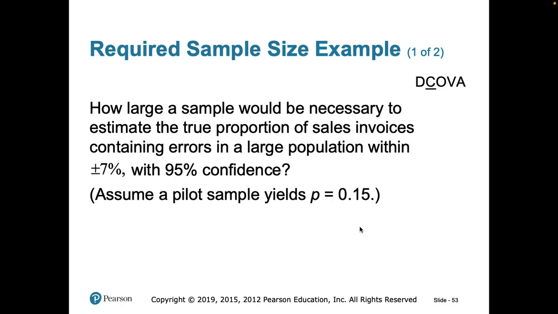So how large a sample will be necessary to estimate the true proportion of invoices containing errors in a large population within plus or minus 7% with 95% confidence? In this case, you're going to assume a pilot sample yields P of 0.15. So let's work on that one.